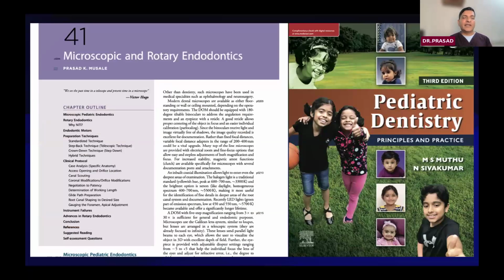If you are more interested in learning about this, I would recommend chapter 41 of Pediatric Dentistry: Principles and Practice by Dr. M.S. Muthu and Dr. Sivakumar sir. The chapter's name is Microscopic and Rotary Endodontics.